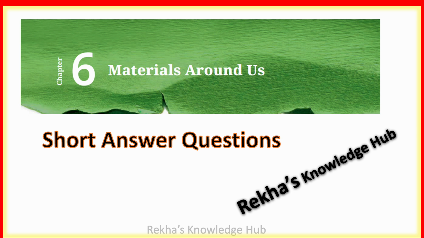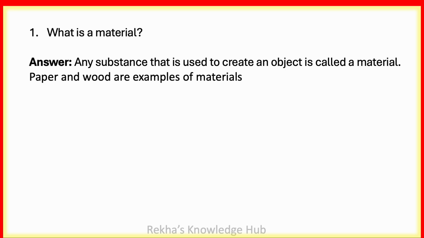Today we will see NCERT Class 6 Science, Chapter 6 Materials Around Us, Short Answer Questions. What is a material? Any substance that is used to create an object is called a material. Paper and wood are examples of materials.